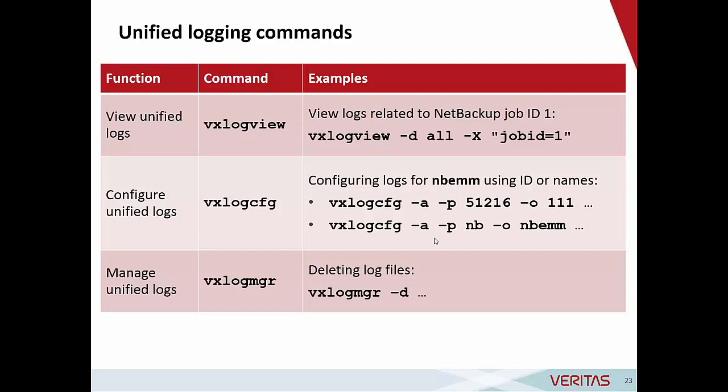And note that when you use a command like VxLogConfig, you can identify the product and the originator using either its numeric code or using its name. So I can say 51216 for NetBackup, or I can just say NB. Same thing, I can say originator 111 for NBEMM, or I can just use its name. Most of the time, administrators will refer to processes by their name, not by their number. But you may see tech notes or other entries in NetBackup documentation that refer to the logs by their numerical OIDs instead of the names.